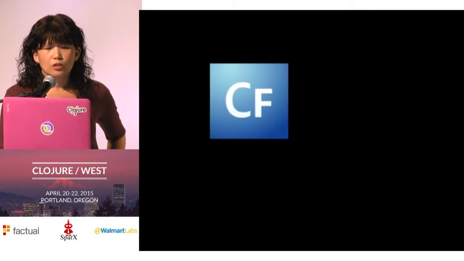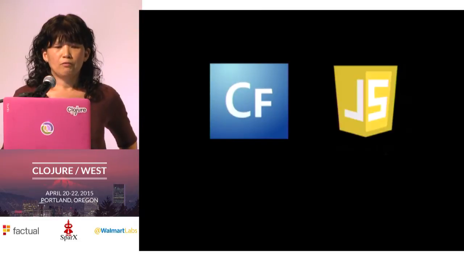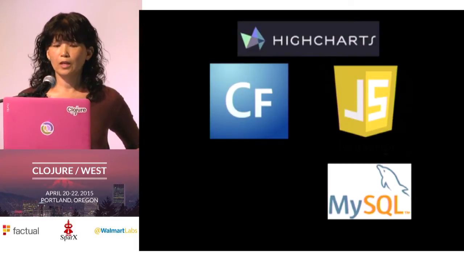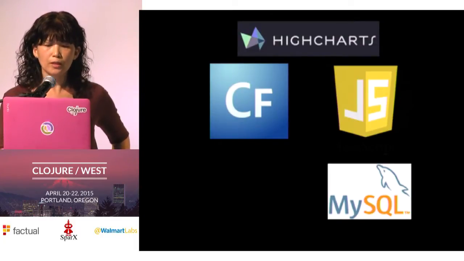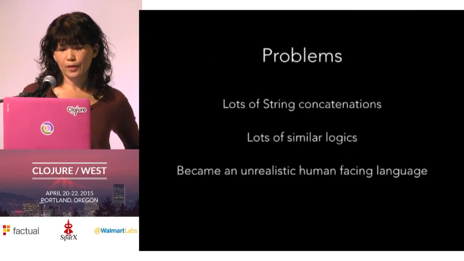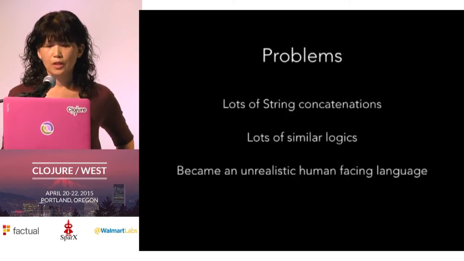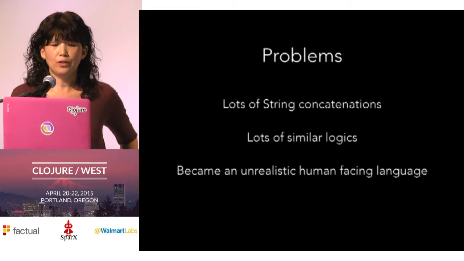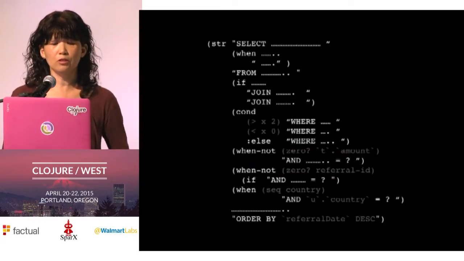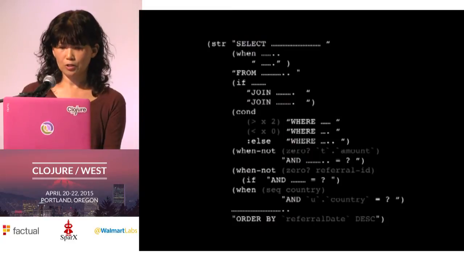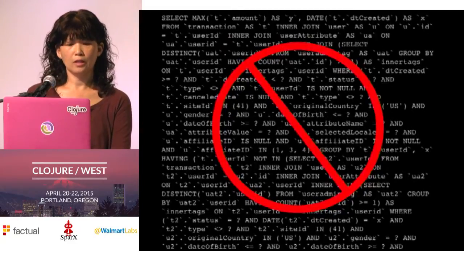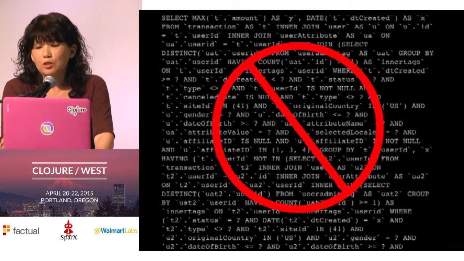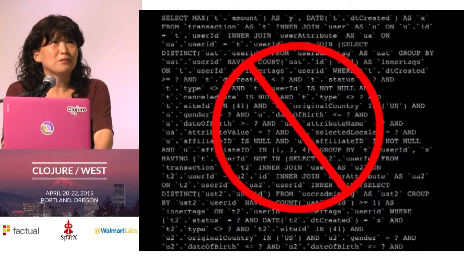Hubble Scope was and still is written in ColdFusion, JavaScript, MySQL as a database, and we use highcharts for graphing. After the first version of Hubble Scope was up and running, however, I saw some issues. There are lots of string concatenations, lots of similar logics, mostly due to filters, and it quickly became an unrealistic human-facing language. And imagine, even in Clojure, matching string mixed with business logics would be very hard to follow and scale, and difficult to focus on semantics of queries. Not to mention occasionally missing white space, which could cause a MySQL exception.